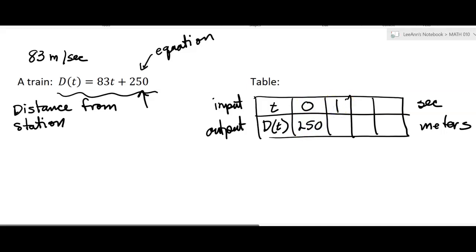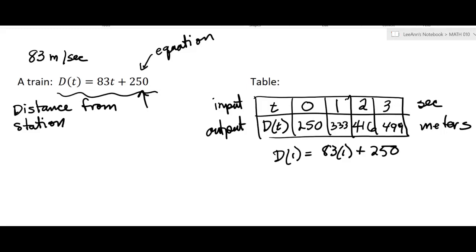After 1 second, well, you would have to find d of 1, and that'd be 83 times 1 plus 250. And so what's that going to be, like 333? Okay, I can add. And if you go another second, you'd add another 83 meters, which would be 416. And then if you went another second, you'd add another 83 meters, which would give you 499. And you could keep going, as many seconds as you wanted to, but that would be a representation of inputs and outputs and how the function's working, the relationship.